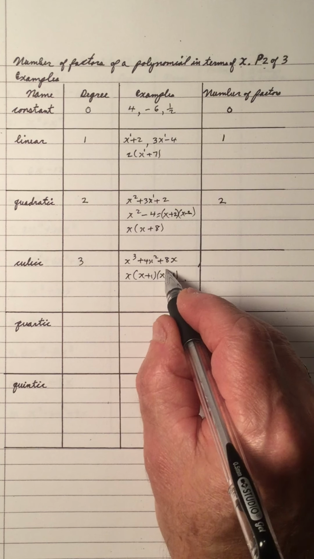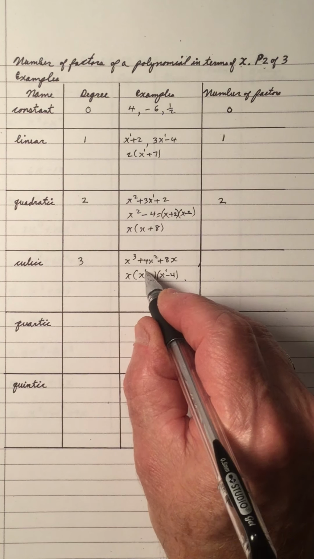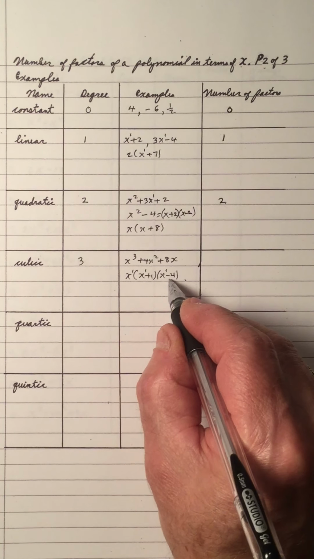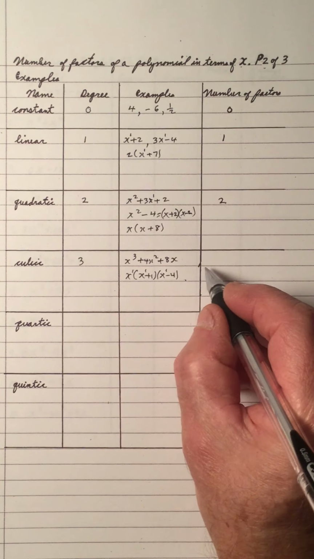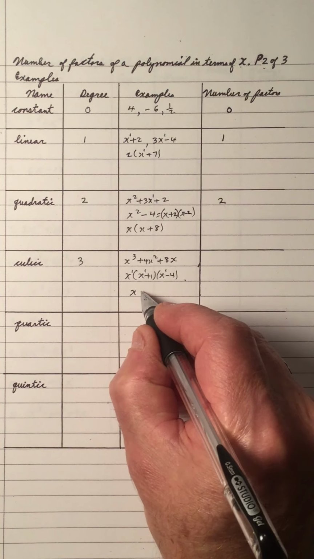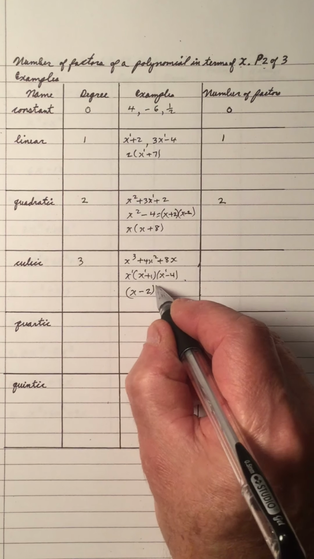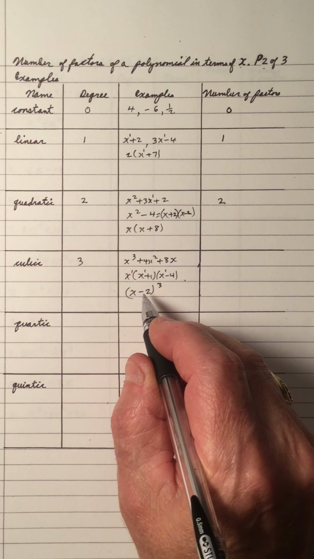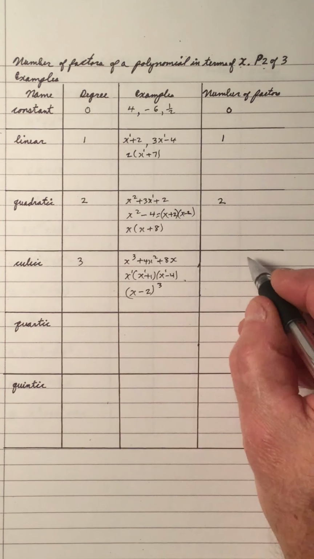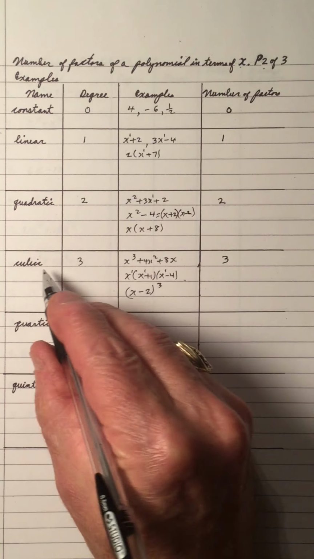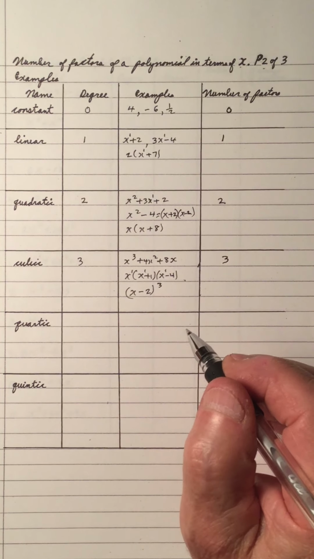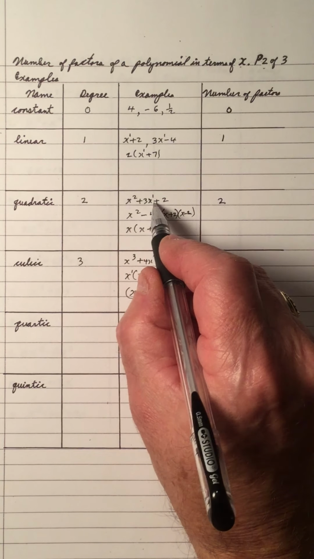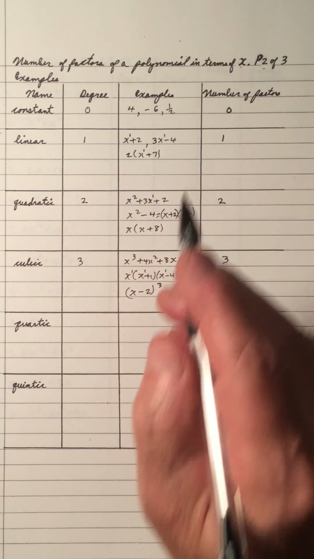That's a linear, degree 1. x plus 1 is linear. And that's a linear. If you put them all together and expand, you'll get an x cubed. So you could also have x minus 2 cubed. Notice if you cube this out, the leading term will be x cubed. So the number of factors of a cubic is 3 linear factors. Notice all the factors are linear. Even the quadratic is made up of 2 linear factors.